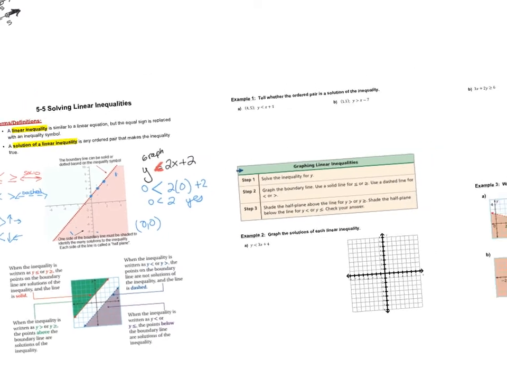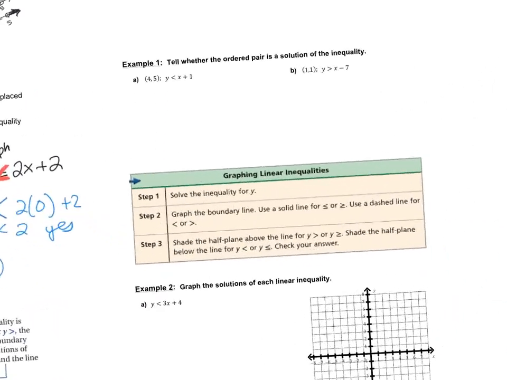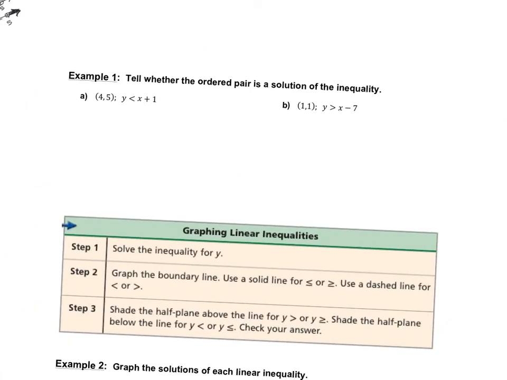So let's look at an example. The first question is to see if the ordered pair is a solution. You're going to perform the same exact thing you did with the equation to see if it's a solution. If these are my x and y values, you're going to plug them into the inequality. Y is less than 4 plus 1, 4 meaning x. Is 5 less than 5? No, it's equal to it. So that's not a solution.